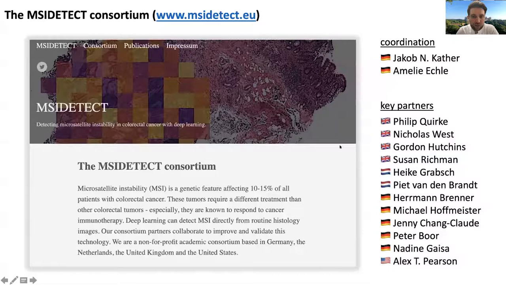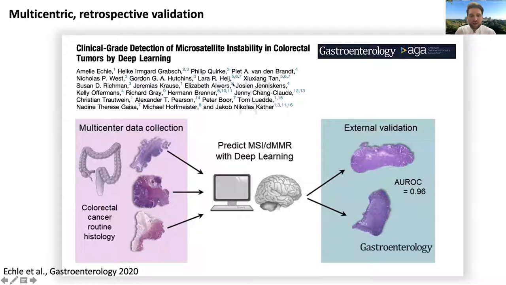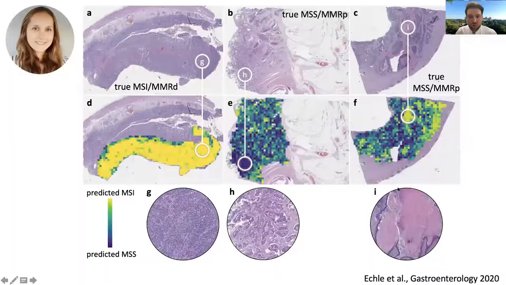And this is one of the publications that is based on the work in this consortium, where we showed that really by training on a few thousand patients, you can get a pretty high area under the receiver operating curve of 0.96 for detecting MSI in an external validation cohort. One of the most interesting things about these workflows in my point of view is that they do not just give us a prediction for a given patient, but they also give us spatially resolved predictions.